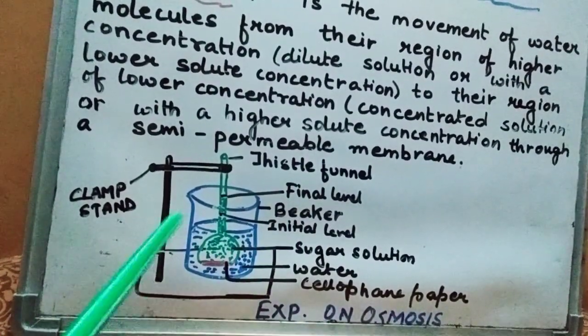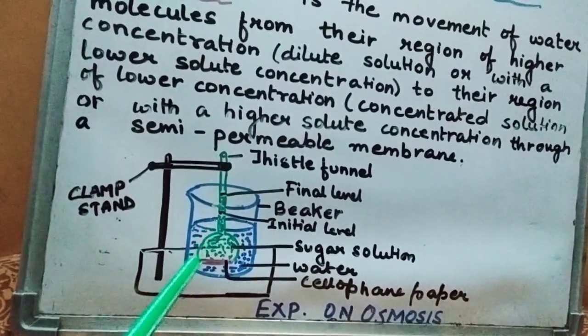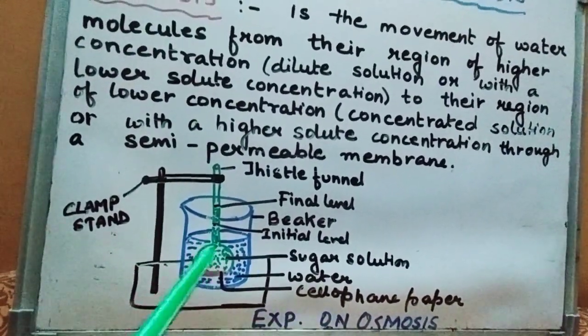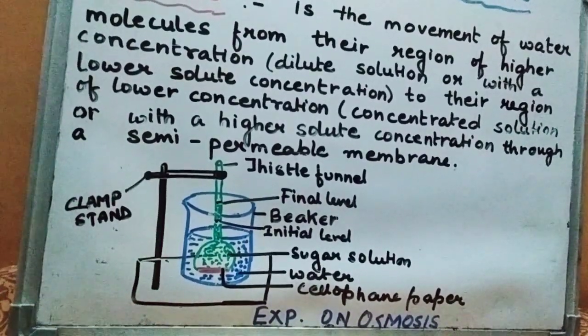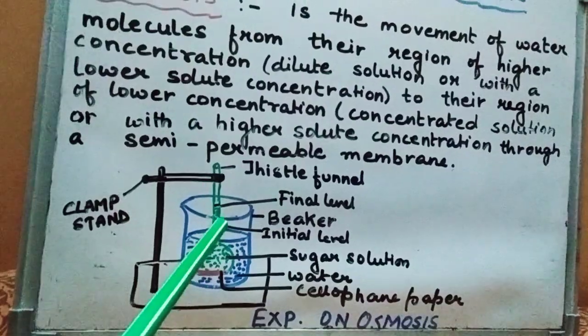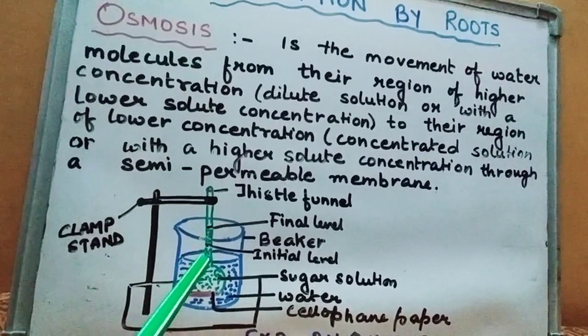But not vice versa, because of the more amount of water. So osmosis is a process where, if a more amount of water is present in a region, it will move from that region to the region where it is less. So that is what osmosis is known as.